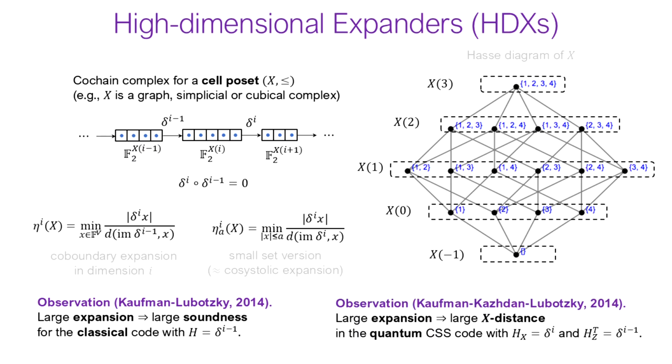And in another paper, where it wasn't mentioned explicitly, but if you read carefully, you can see that there is a relation between this large expansion and the distance of the quantum code. Based on this observation, there was a nice paper in 2020 that showed that indeed, using these ideas, you can have a code where dx grows linearly, which was, of course, a great breakthrough at that time.